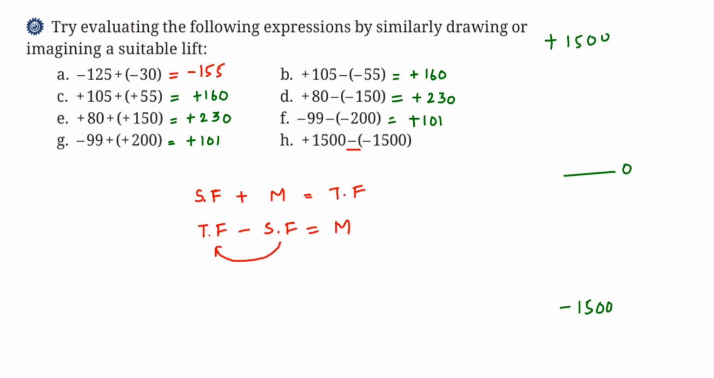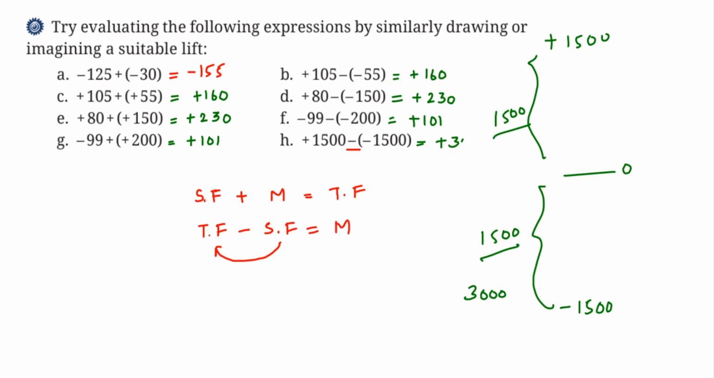So from minus 1500 to 0, it is 1500 floors. Again from 0 to 1500, it is 1500 floors. So when you add these two numbers, you get 3000. So in total you're going 3000 floors up. Since you're going up, it will be plus. So your answer will be plus 3000.